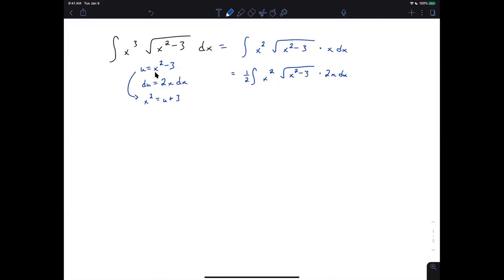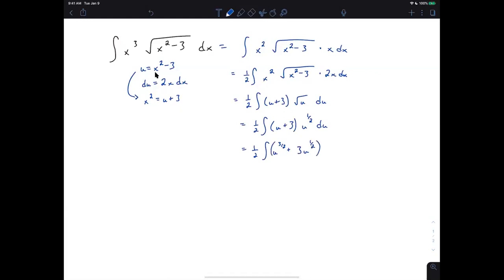That's good. All right, and so then I can replace x squared with u plus 3. And then instead of the square root of x squared minus 3, that's the square root of u. And then I've got du. And now that's a doable integral because you can distribute the square root of u. To distribute that, you want to think of it as u to the 1/2, just because it's a little bit easier to deal with that way. So then if I distribute it, I get u to the 3/2 plus 3 u to the 1/2 du. Does that make sense to everybody? Any questions?